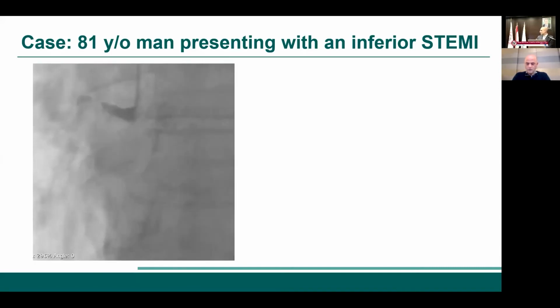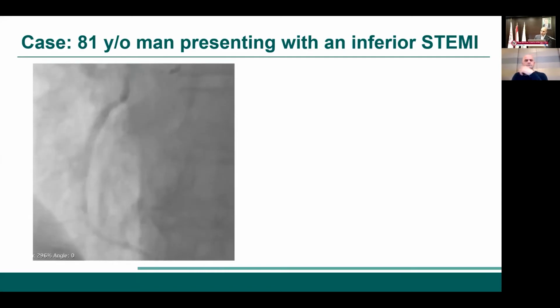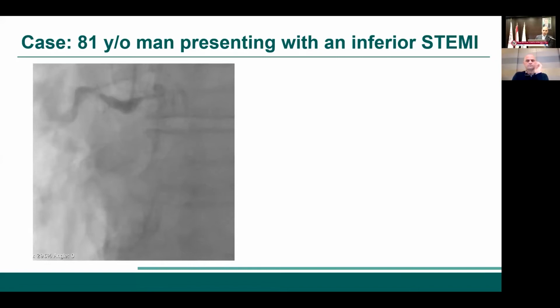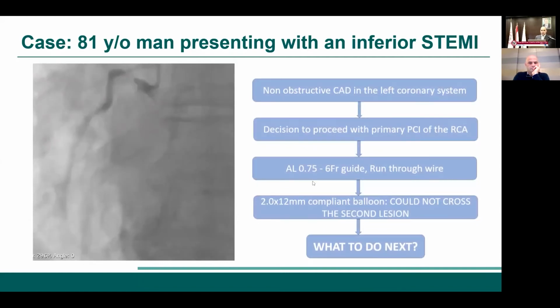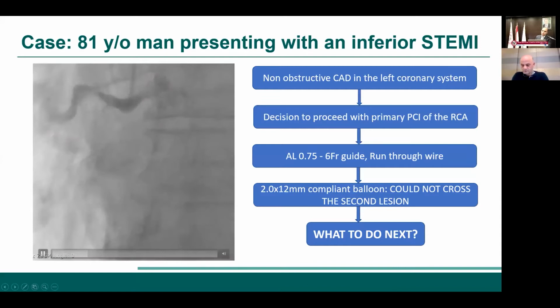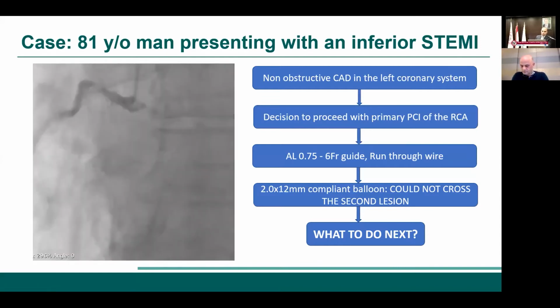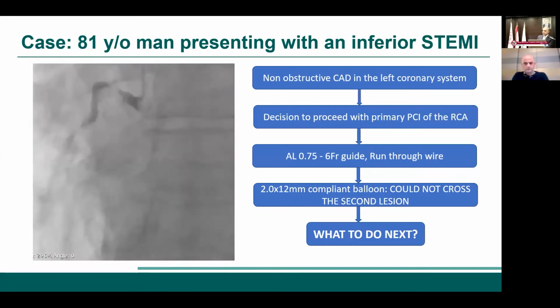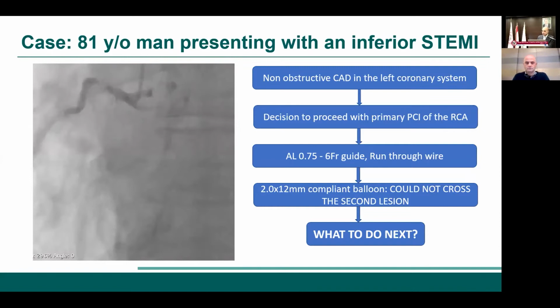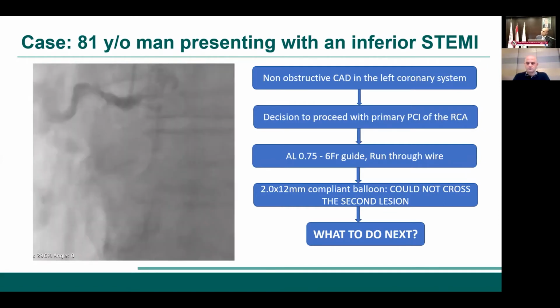And then, an 81-year-old man presenting with an inferior STEMI. Took the first picture, and clearly we already see there are two lesions there. We shot the left, it was non-obstructive in the left coronary system. And we decided to go, it's primary PCI, took an AL. We said, okay, he's 81, we have calcification, there are some tortuosities in this. Just wired it with the Run-Through, no issues.